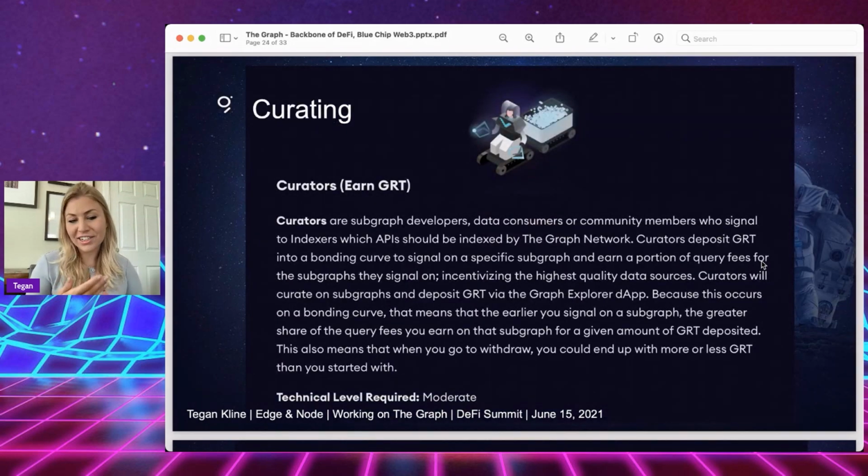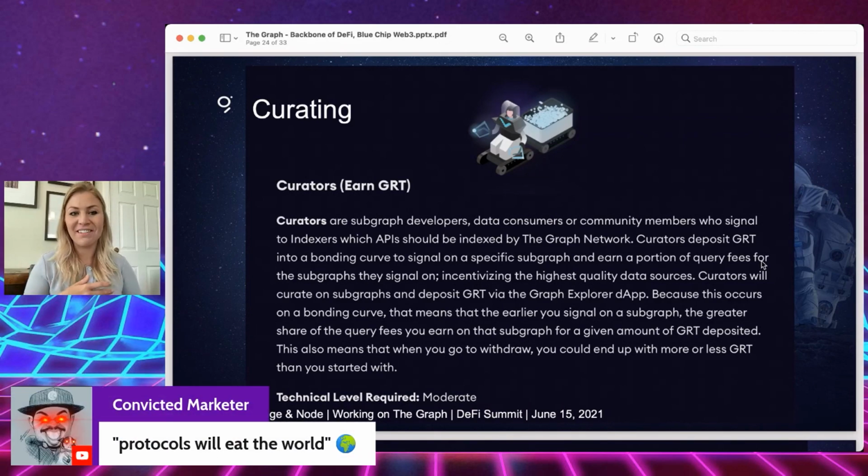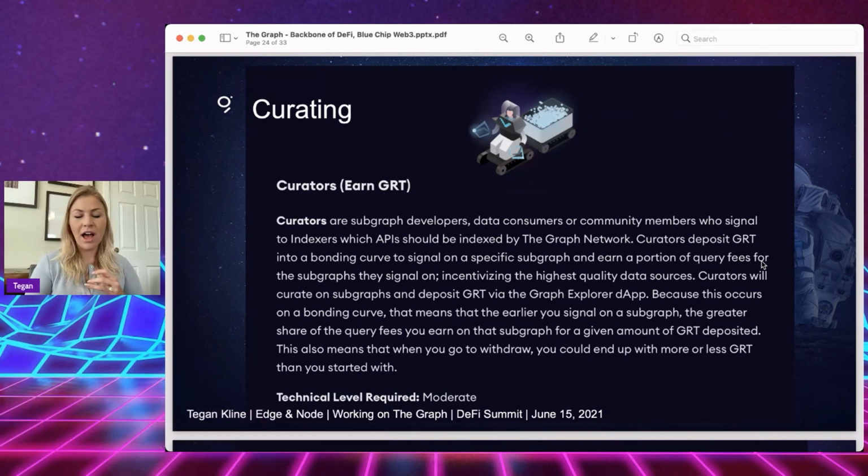And then the curators. With an open, decentralized, permissionless network like the Graph, anyone can create a subgraph. So I could create a DeFi Summit subgraph. The DeFi Summit organizers could create a DeFi Summit subgraph. How would the indexers know which subgraph they should stake on? That's where the curators come in.